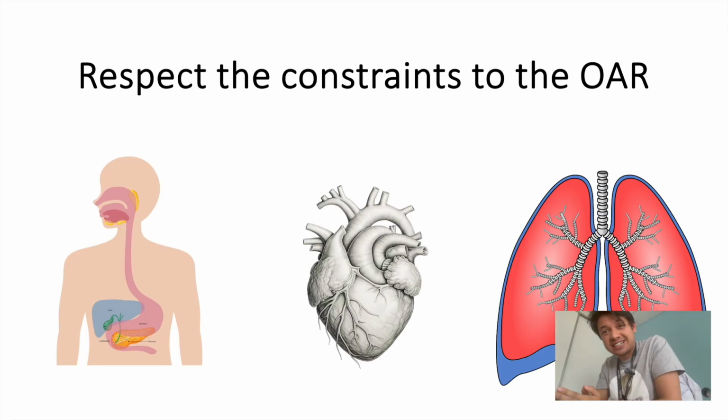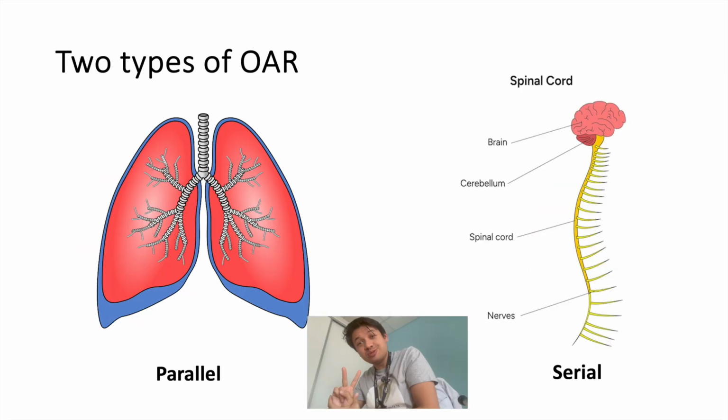Now that you have the basics of coverage, let's move on to the second step, sparing the organ at risks. There are two types of organ at risks. The first one is parallel organs, like the lungs, where function can be preserved if part of the organ is spared, and serial organs, like the spinal cord, where damage in just one section can lead to severe complications.